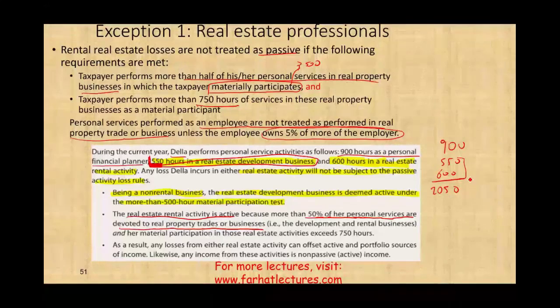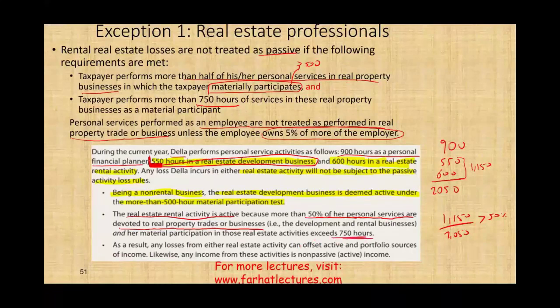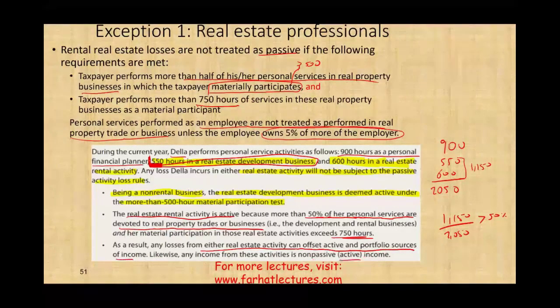Notice, of these hours, if we take 1,150 divided by the total hours, that's going to be greater than 50%. What does that mean? It means for the rental property, she exceeded the 750 hours because she worked more than 750 hours and she's actively participating. Therefore, she's considered a real estate professional. As a result, any losses from either real estate activity can offset active and portfolio sources of income. Likewise, any income from these activities is active, non-passive.